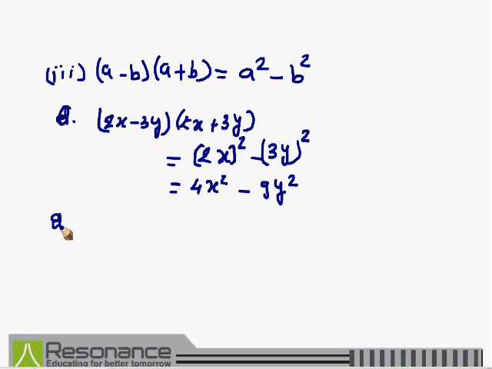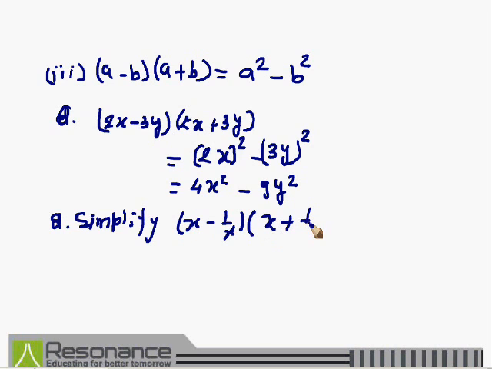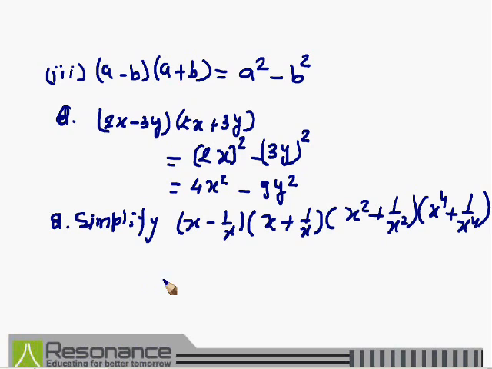Next example. Here we solve next example by using that identity. Simplify (x minus 1 upon x) (x plus 1 upon x) (x square plus 1 upon x square) (x power 4 plus 1 upon x power 4). Okay. When we solve, first we solve first two factors. These factors are x minus 1 upon x and x plus 1 upon x.